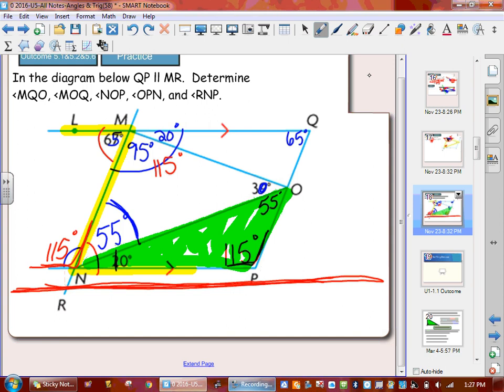Okay? Now, if we check our straight line rule right here, 95, 30, and 55 all have to add up to a straight line, 180. Okay? So there's many ways you can check your answers just by knowing one or two different numbers. This concludes lesson 3G.